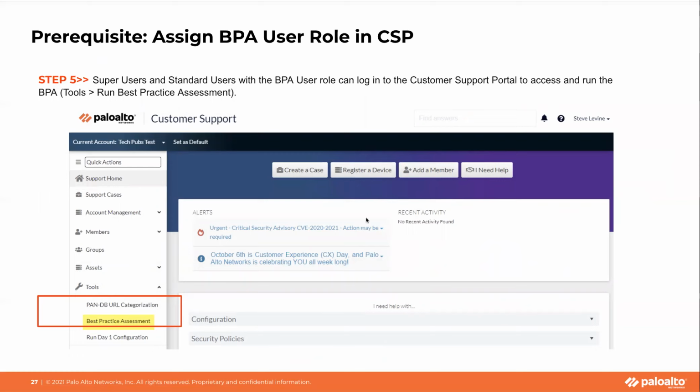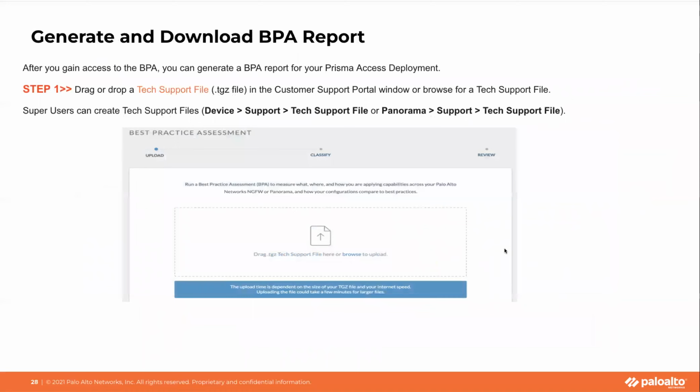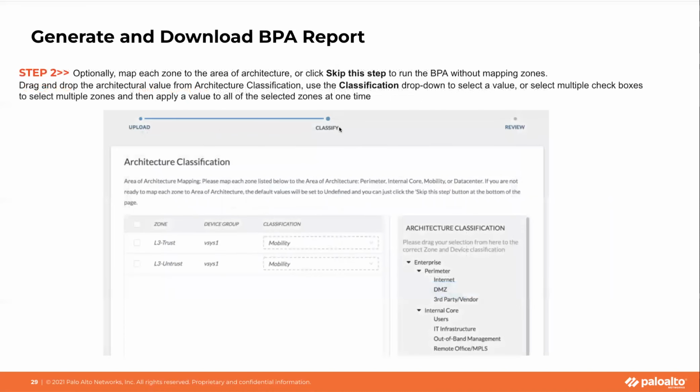Then you can log in, and once you log in, being a standard user or super user, you will see the Best Practice Assessment under Tools. You need to generate the tech support file from your Panorama, as I mentioned, and then upload that tech support file into the customer support portal. Optionally, you can map the architecture classification, or for Prisma Access, you can skip this step as well.